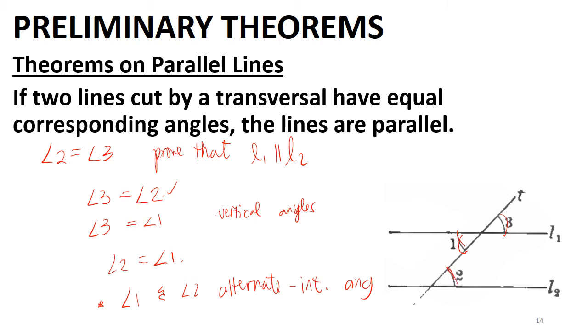Then, by succession, very obvious naman, therefore, two lines cut by a transversal that have equal corresponding angles, the lines are parallel. Parallel na yung line. Pwede mo rin siyang i-prove in a manner na ganito, if two lines are parallel, then the corresponding angles are equal. Then, if you prove mo naman is yung angle naman ang prove.